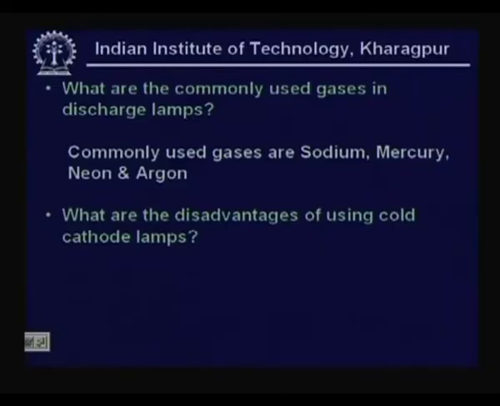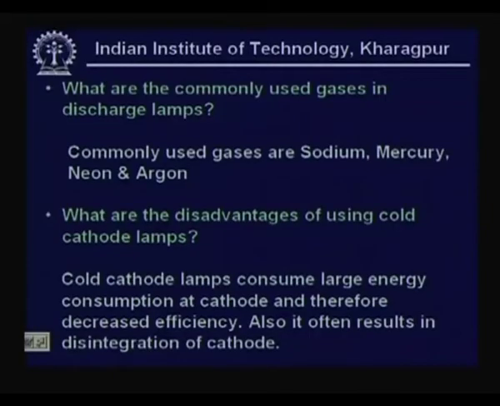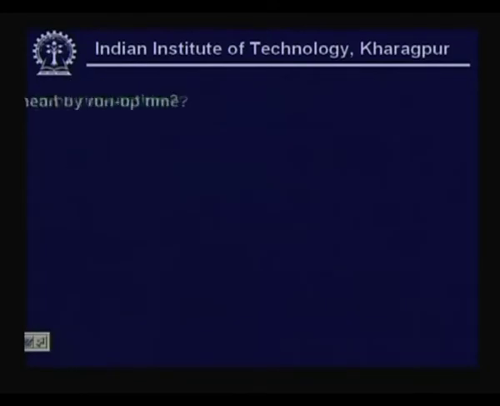What are the disadvantages of using cold cathode lamps? Cold cathodes, what are cold cathodes? Cold cathodes are those which employ field assisted emission, and cold cathode lamps consume a lot of energy and there is a large voltage drop at the cathode, and therefore the efficiency is decreased. It also leads to what we call disintegration of the cathode.